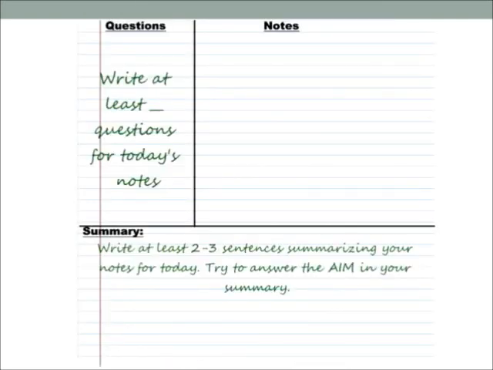Well, that's it for today's lesson. Before you go, don't forget to write at least 5 questions on the left side of your notes, and at the very bottom of your last page of notes, write a summary. Your summary should be at least 2 to 3 sentences summarizing your notes for today. If you can, try to make sure you answer today's aim: what is the scientific method? Tomorrow in class, I'll check to see that you have taken notes for today's lesson.